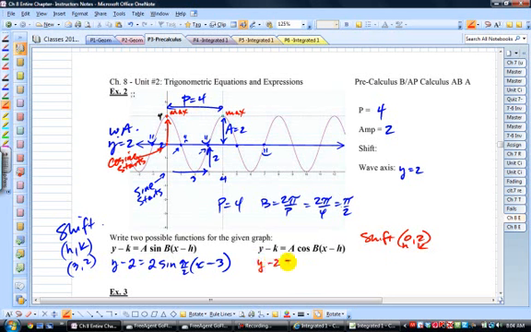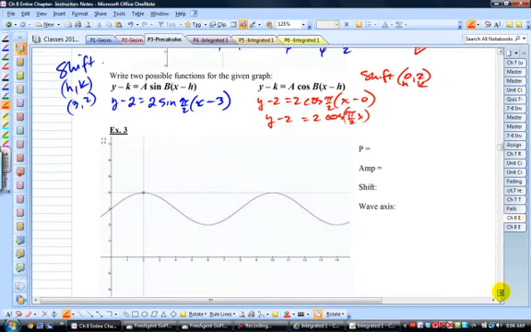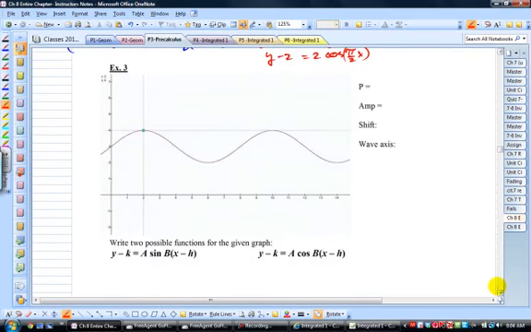So I have y minus 2 is equal to a, which is 2, that doesn't change, times cosine of pi halves times x minus 0. Rewritten, y minus 2 equals 2 times cosine of pi halves x. That's how it's done. You get a different shift for sine versus cosine. Now let's try that one more time. Once you pause the video and try it, when you're done, press play.